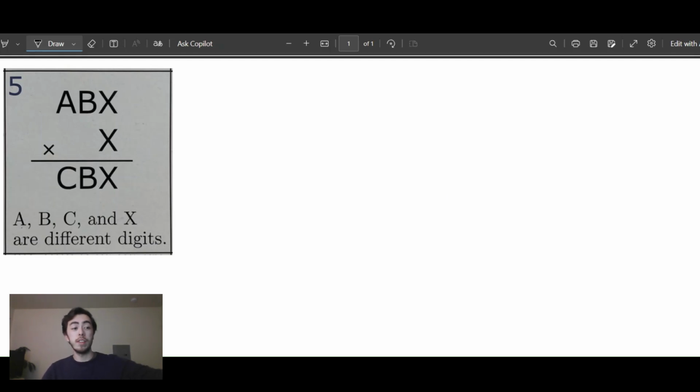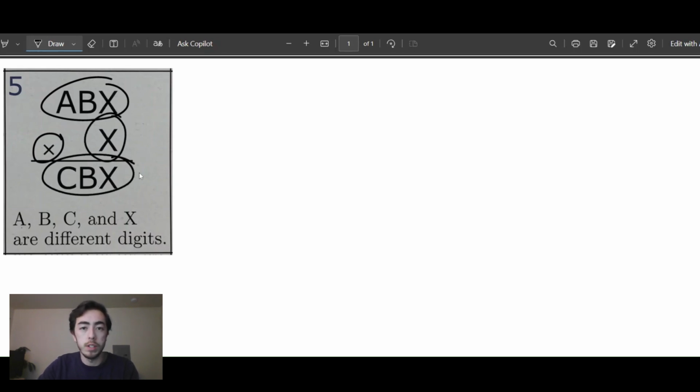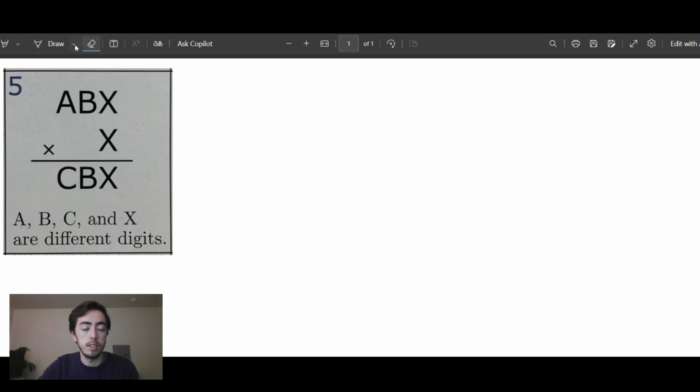Today is March 5th, and we have problem number 64 from this Daily Epsilon calendar to try out. All right, so ABX is a 3-digit number times X, which is a 1-digit number, equals another 3-digit number, and apparently A, B, C, and X are all different or distinct digits.